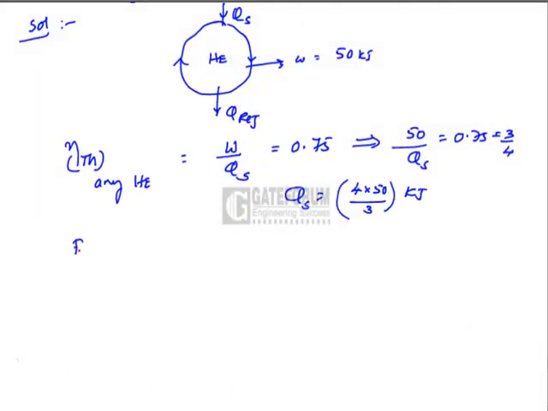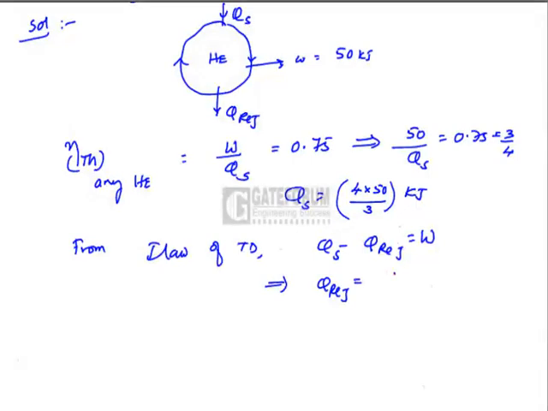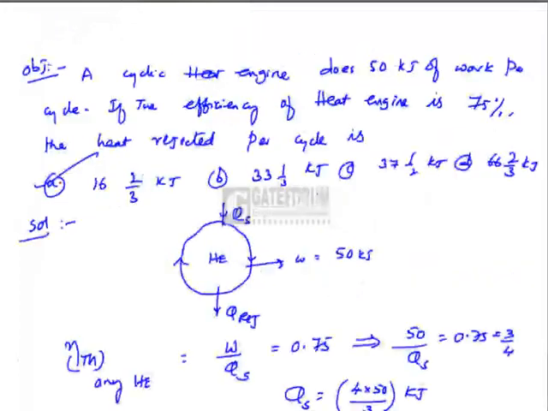From the first law of thermodynamics, heat supplied minus heat rejected is equal to work output. That is, cyclic integral of delta Q is equal to cyclic integral of delta W. This implies Q rejected from the cycle is 200 by 3, that is heat supplied, minus 50. This is 50 by 3 kilojoules. A is the answer for the problem.